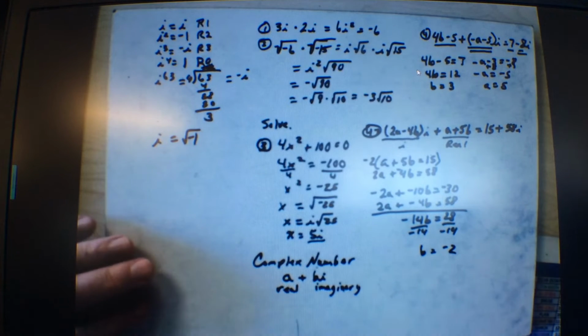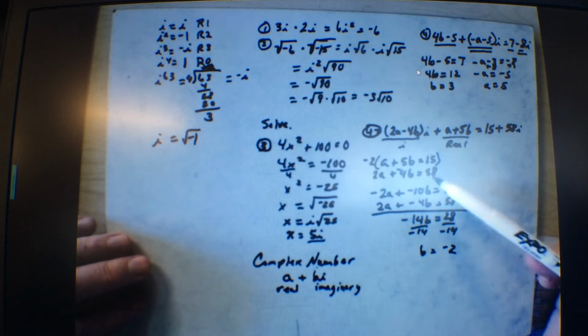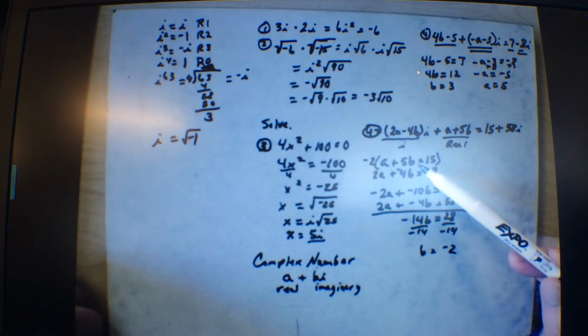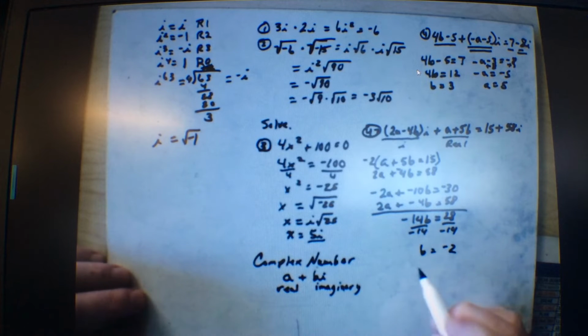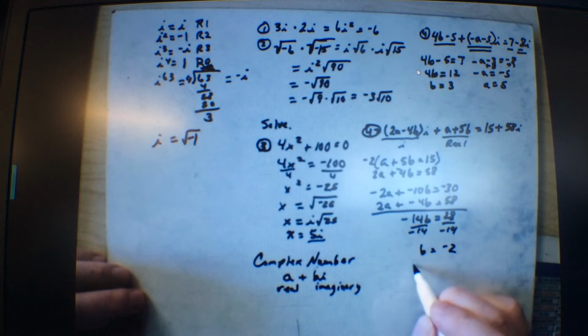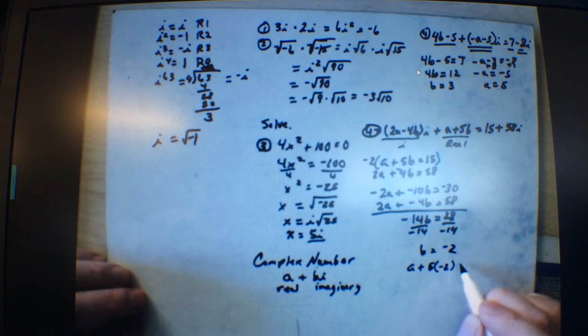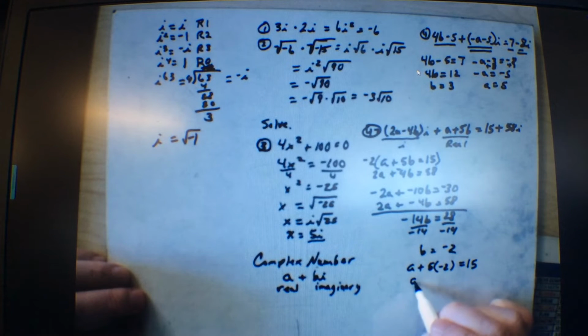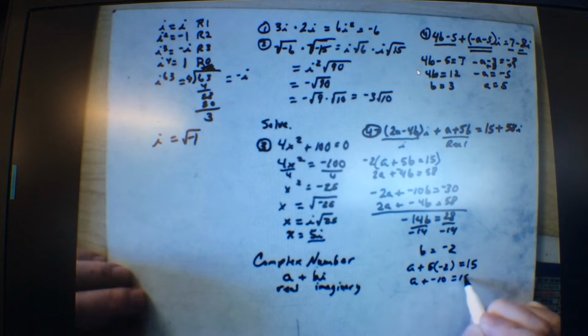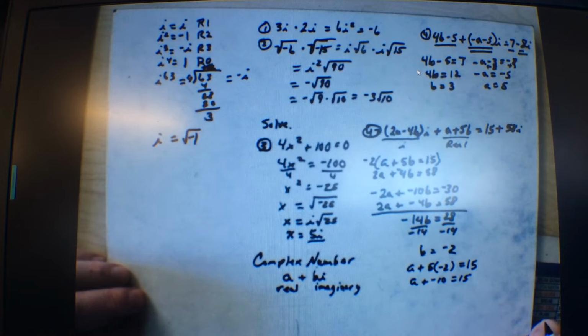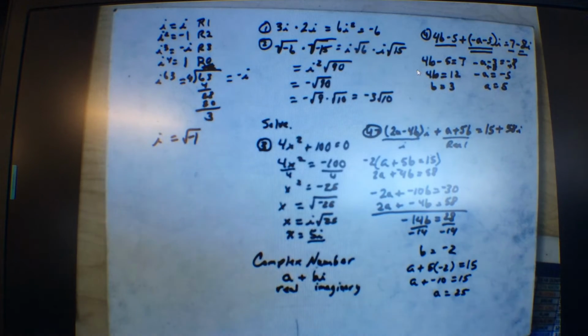That is correct. And now I can put this negative 2 back into any of these. I'm going to put it in the top one because it's the easiest to do. So I have a plus 5 times negative 2, which is b, equals 15. So I have a plus negative 10 equals 15. And if I subtract negative 10 from both sides, that's the same as adding 10. So a equals 25. Sorry about that. Okay, so there you have a and b.